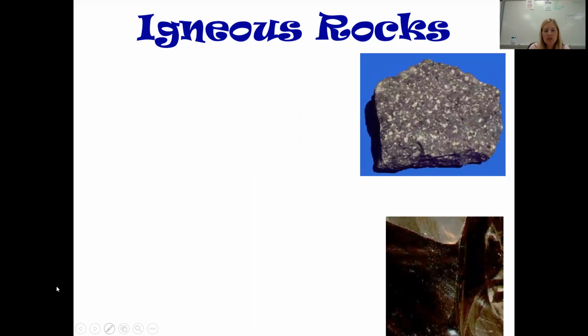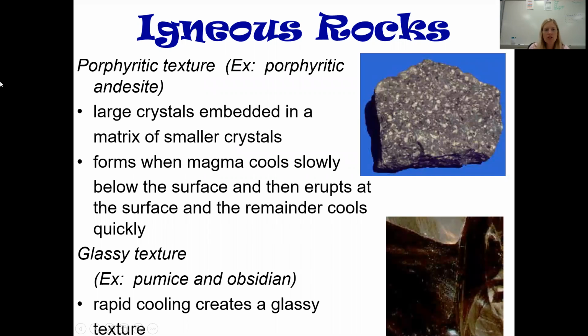Okay, we have 2 more textures. The next texture is porphyritic texture. This is kind of like a mix of both fine-grained and coarse-grained. So what happens is we've got magma, it's cooling pretty slowly underneath Earth's surface. So it's getting that coarse-grained texture or that larger crystal texture. And then all of a sudden, if the magma erupts and now comes to Earth's surface, we're going to have small crystals, again, that fine-grained texture.